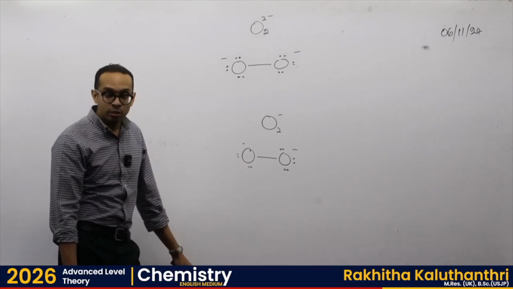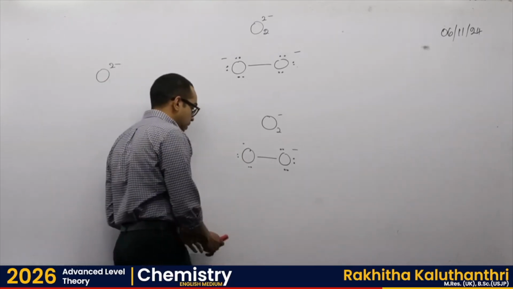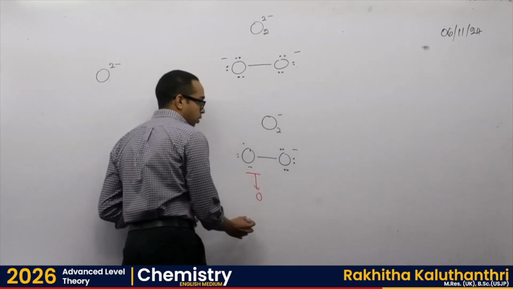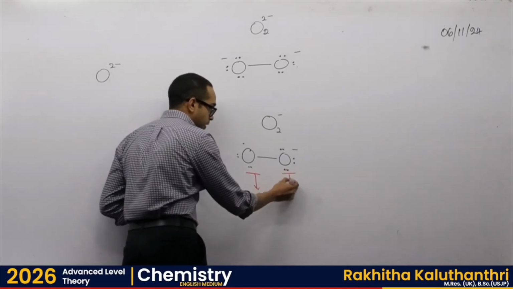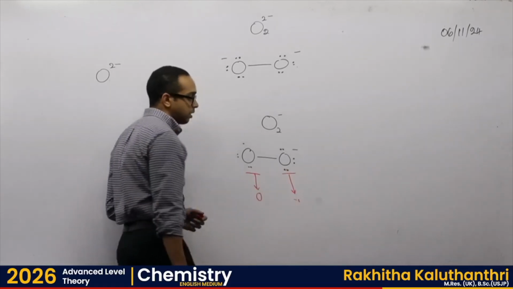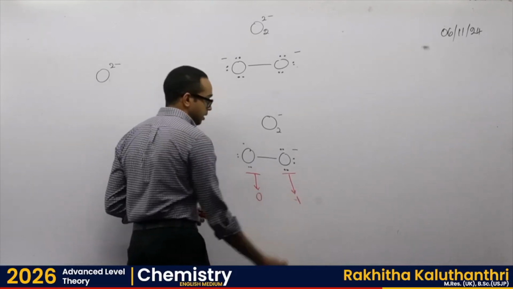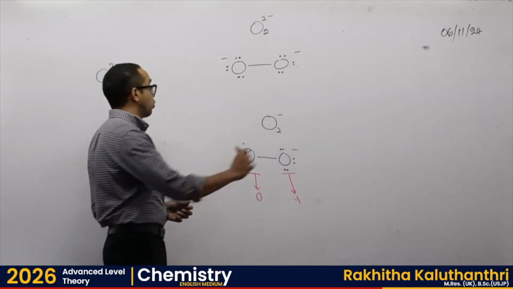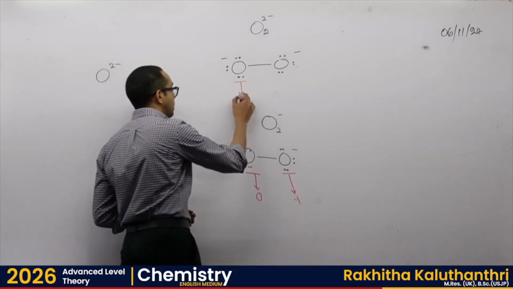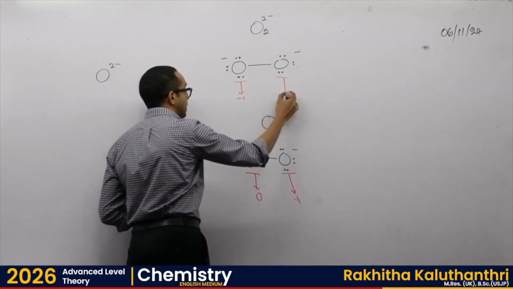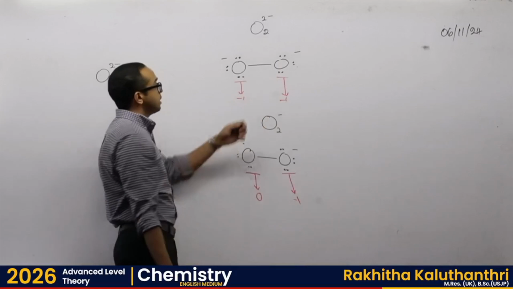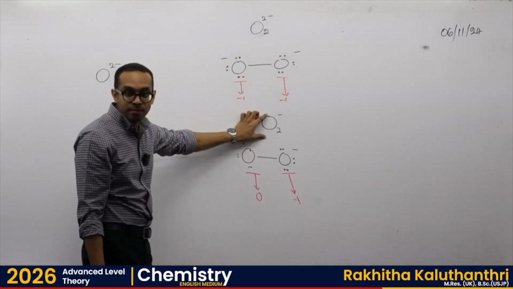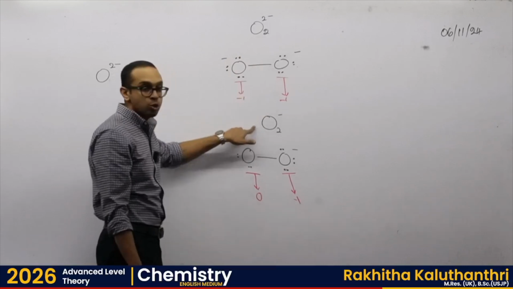Is that clear? So in this particular ion, this oxygen is 0 oxidation state. This oxygen is -1 oxidation state. Is that understood? Is that clear? So over here, this one is -1. This one is also -1 when it comes to peroxide. These are called peroxide ions. These are called superoxide ions. Peroxide, superoxide.